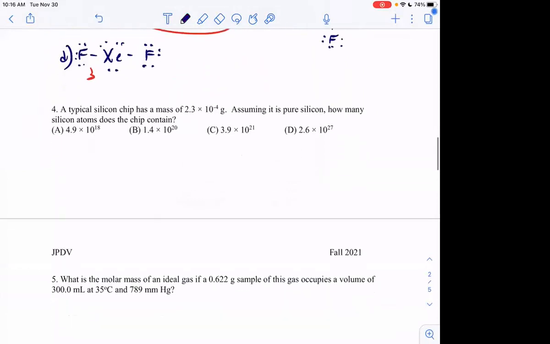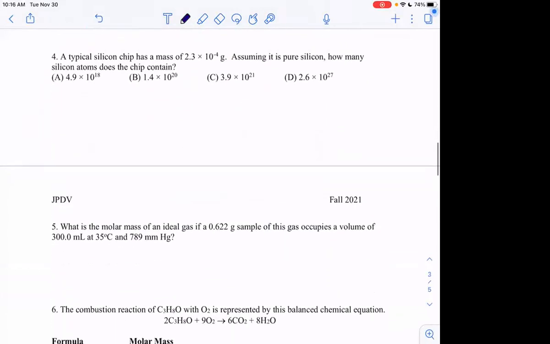All right. 4. This is just kind of a basic molar Avogadro number calculation. A typical silicon chip has a mass of 2.3 times 10 to the minus 4 grams. A silicon chip you might find in electronic devices. Assuming it is pure silicon, how many silicon atoms does the chip contain? Okay, so you've got mass.